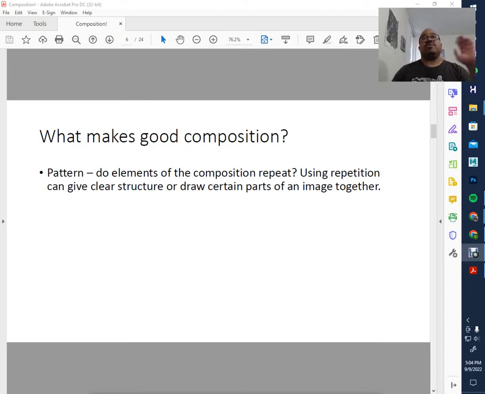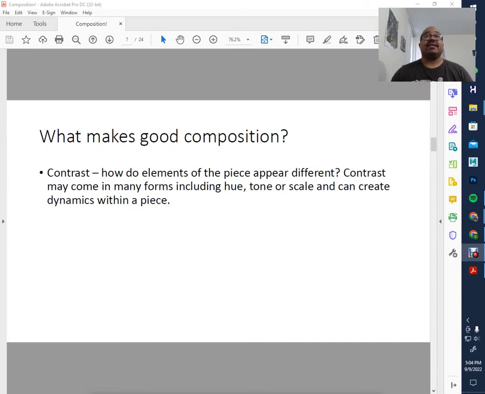Pattern, are we using repeating things because we're trying to lead people from point A to point B by creating a rhythm of boom, boom, boom, boom, like going from small to large with the same element. Think of a fence where the post is smaller and then as it gets closer to us, it gets bigger. That creates an order for us to follow, that repetition and pattern that can lead us to seeing a specific thing. And then contrast, like how many elements of the piece appear different.